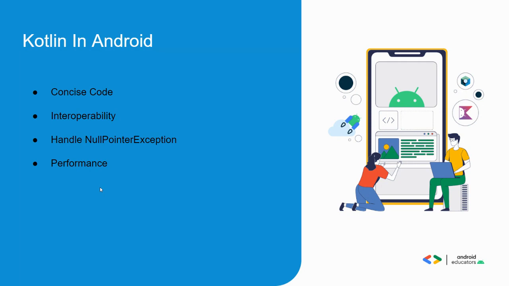Kotlin got adopted by Google as the official language. The reasons I will be explaining here. First of all, concise code. Now, when you write Java code, you have to write toStrings. You have to write getters and setters. All those things. These are small parts that I'm explaining, but there are other things as well.